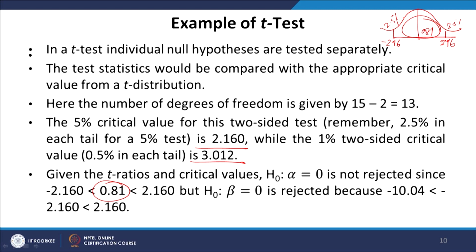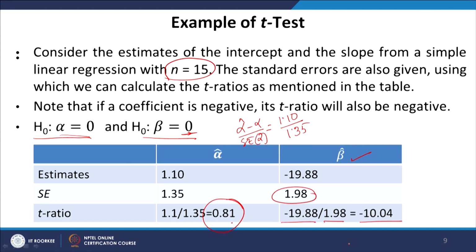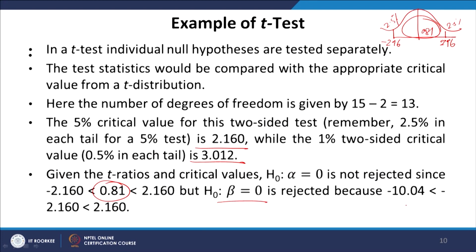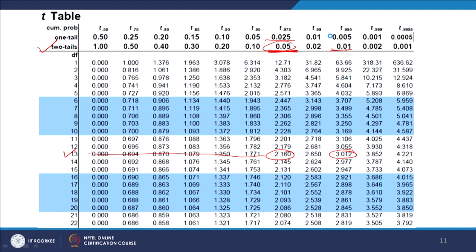We do not reject the null hypothesis, but H naught when beta equals 0 is rejected, because the calculated value minus 10.04 is less than minus 2.16. So, minus 10.04 will be somewhere here in the rejection region, and that is why the null hypothesis concerning beta is rejected. So, this is the t table that I had just used. I just want you to note that this t table has degrees of freedom up to 22.